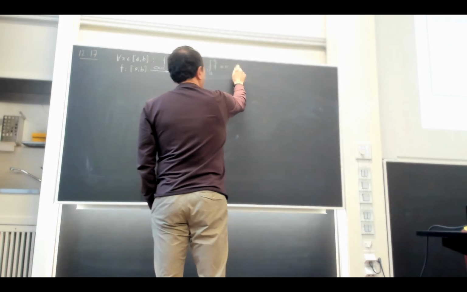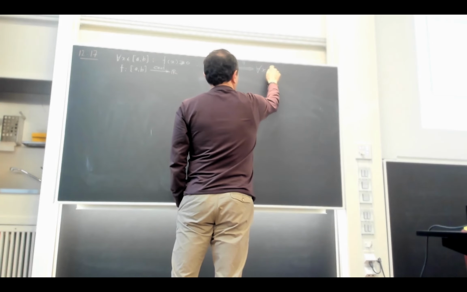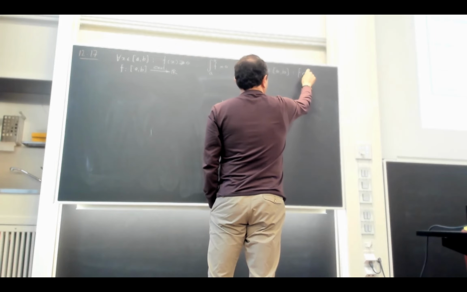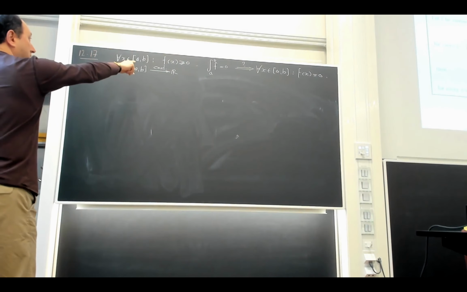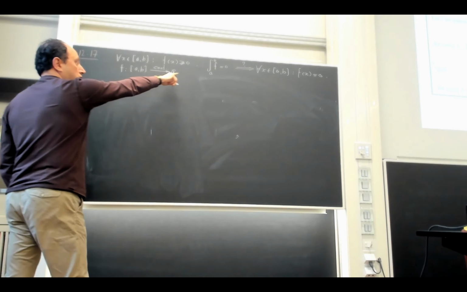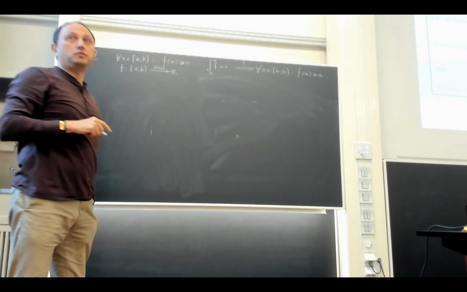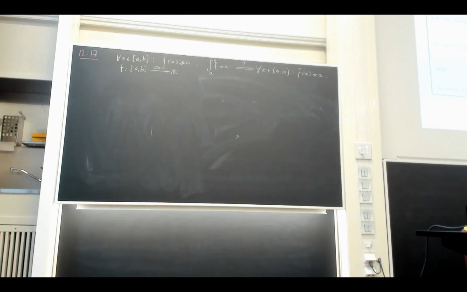What we want to conclude is that for all x in [a, b], f of x is indeed equal to 0. So if I have a non-negative continuous function whose Riemann integral is 0, that function has to be the 0 function. We want to prove this.